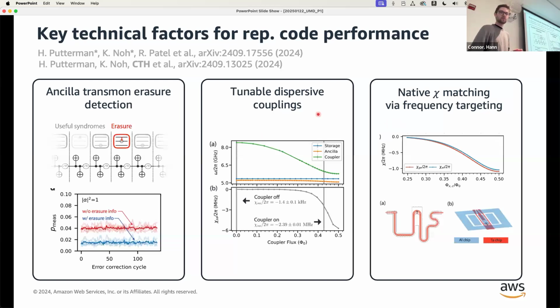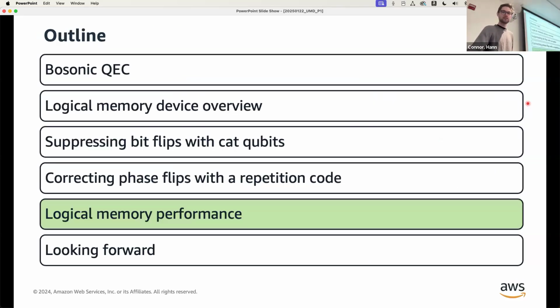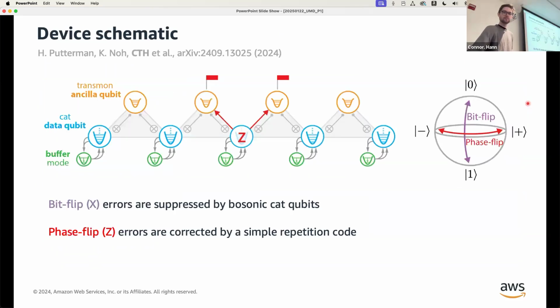Some other important aspects that we had to think about. We wanted to make these dispersive couplings that generate the gate tunable so that we could turn the gate on and off at will. So we developed tunable couplers for that purpose. And also how we realized this matching condition is kind of interesting. We did it via a very careful frequency targeting, or frequency relationship, between the transmon and the cat mode. So here again, ask me if you have questions about this, but for the time being, I'll just move on now and tell you about how our logical memory wound up performing.